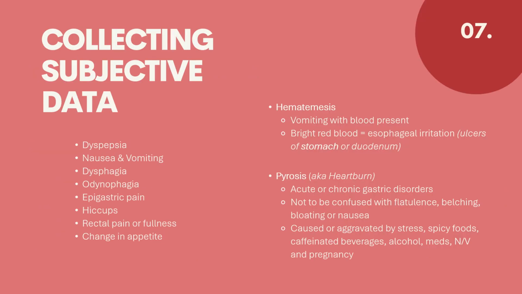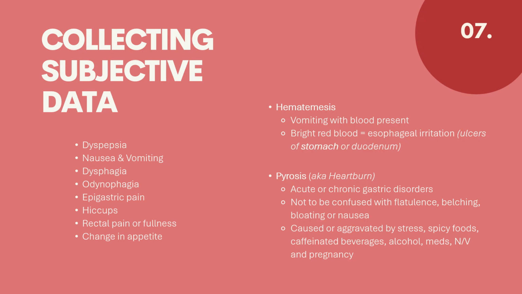We already went into detail about subjective data when it comes to abdominal pain. Additionally, individuals may come in with some dyspepsia. Dyspepsia is indigestion, nausea, vomiting, dysphagia, that's difficulty swallowing, and odynophagia, that is painful swallowing. They may have epigastric pain, again remembering your different quadrants and regions, hiccups, rectal pain or fullness, a change in their appetite.